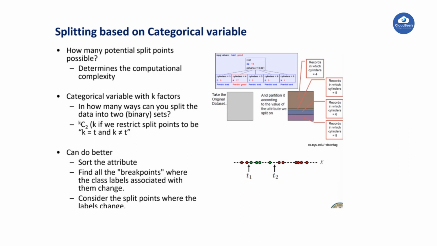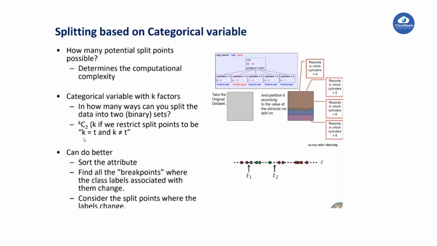For example, there might be any other variable, for example, cylinders, price, or any variable. By using that variable, we need to split this one to predict whether it is bad or good correctly. So for a categorical variable with K factors, there are many ways you can split the data into binary sets.